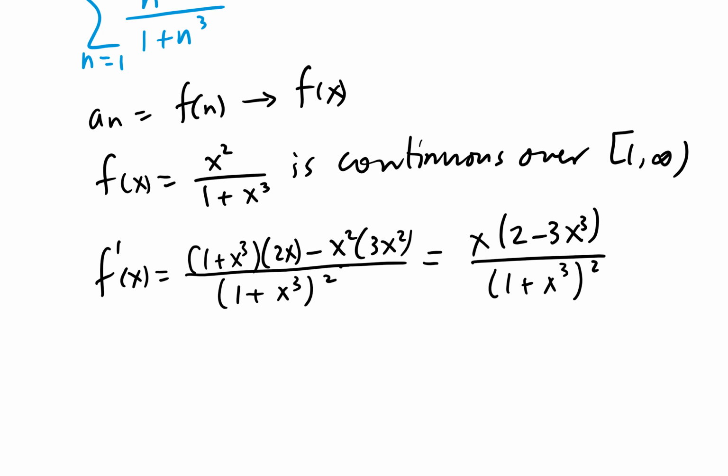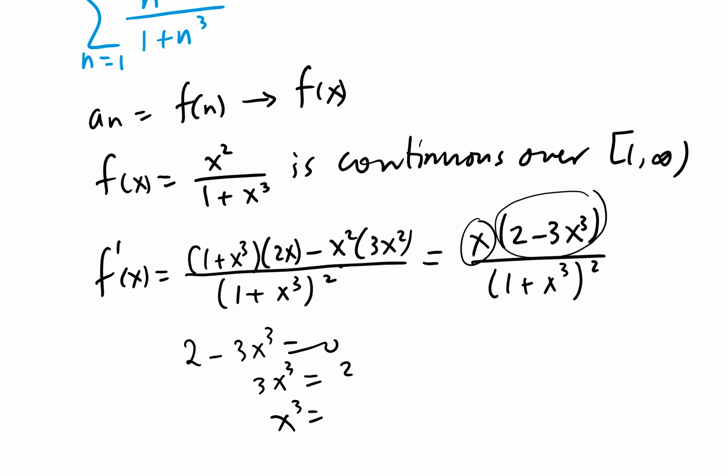So the first thing you note, the denominator is positive. How do I know if the top is positive or negative? Well, x means from 1 to infinity, so that's positive. How do I know about this? Is that positive or negative? Well, if you solve this equal to 0, you're going to get this equals 2, x cubed is 2/3, hence x is the cubic root of 2/3.